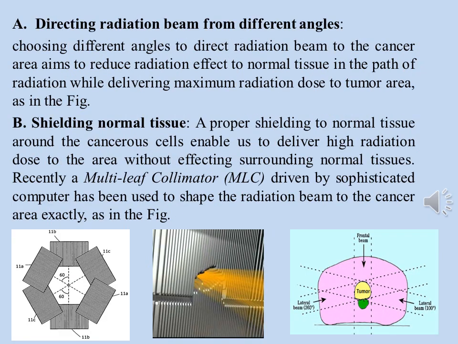a. Directing radiation beam from different angles. Choosing different angles to direct the radiation beam to the cancer area aims to reduce radiation effect to normal tissue in the path of radiation while delivering maximum radiation dose to the tumor area, as in the figure.